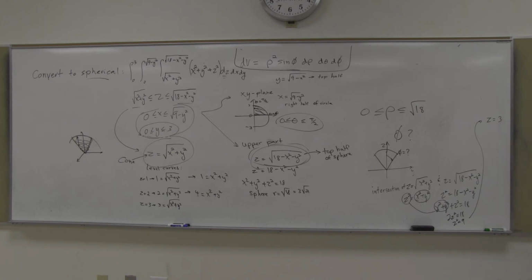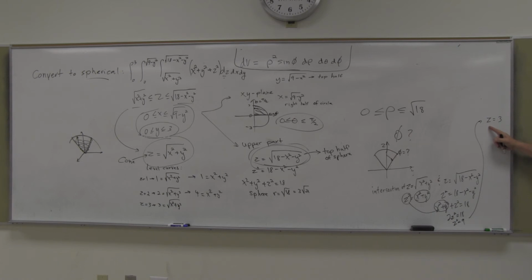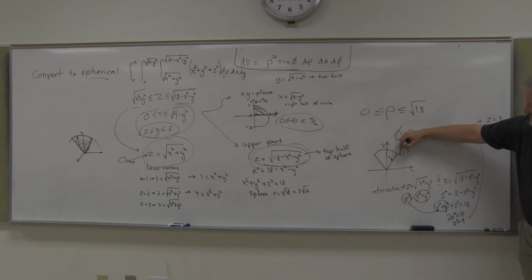Well, that may not do me any good, because what I'm looking for is the intersection angle, if you will. So let's convert that to spherical. Z is what? Rho cosine phi. So we finally got our cosine involved there. Well, we know rho is the square root of 18. I know that for sure.